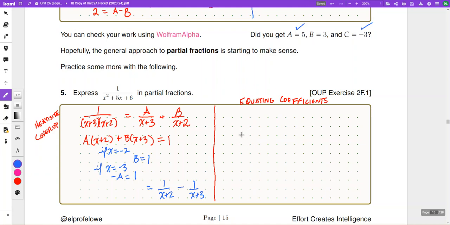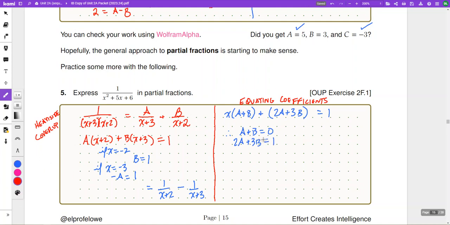What would be this method of equating coefficients? Well, the method of equating coefficients would be able to say, hey, on the left side of our equation, we have x times a plus b. And we also have our constant of 2a plus 3b, and that must equal 1. So therefore, a plus b must be equal to 0 because on the left side it's our linear coefficient and there's no linear term on the right side. And 2a plus 3b is the constant and that must be equal to 1.